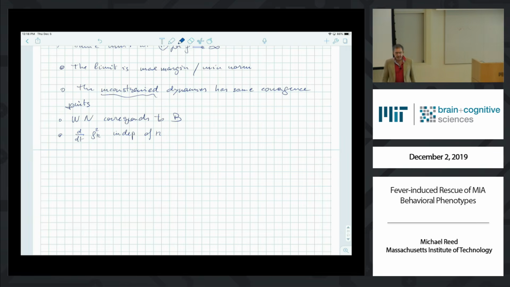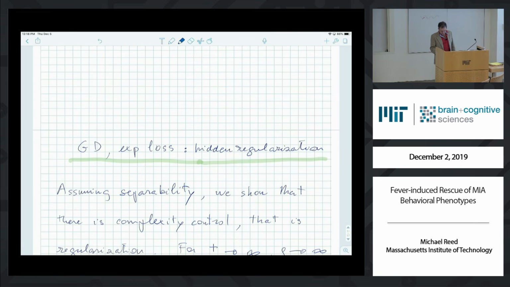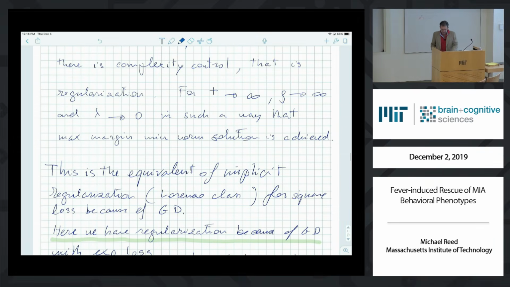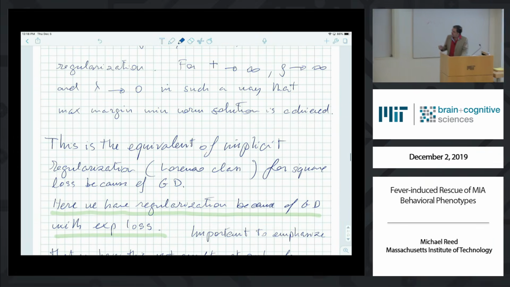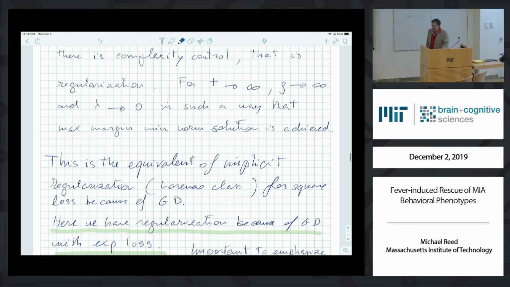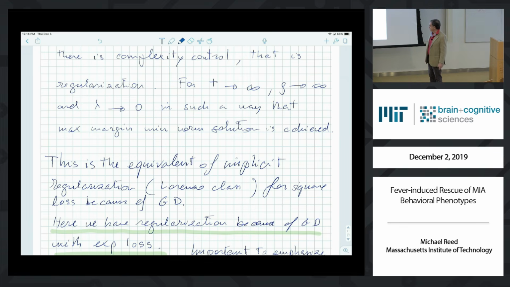Yeah. So the main point I wanted to make is this hidden regularization. And as I said, this is a bit similar for the exponential loss and for general deep networks.